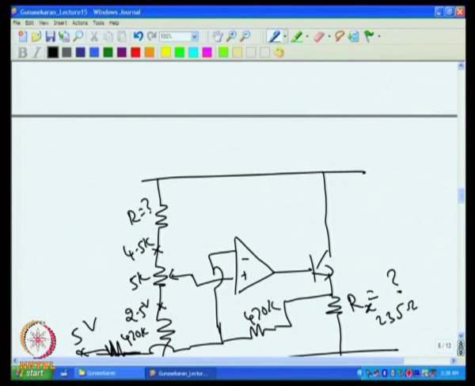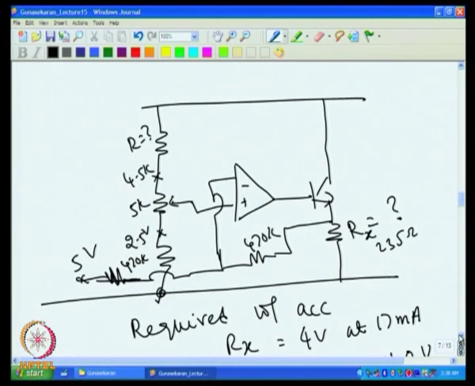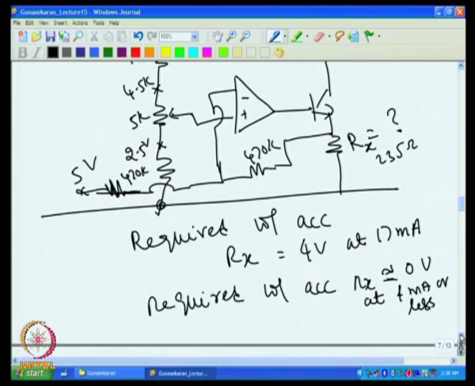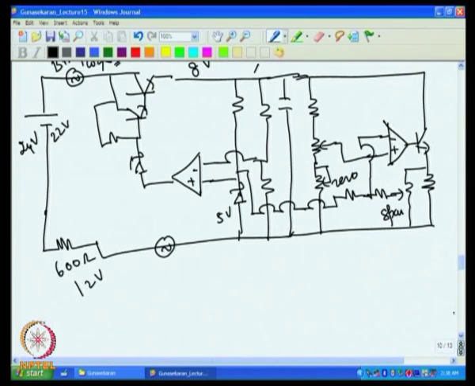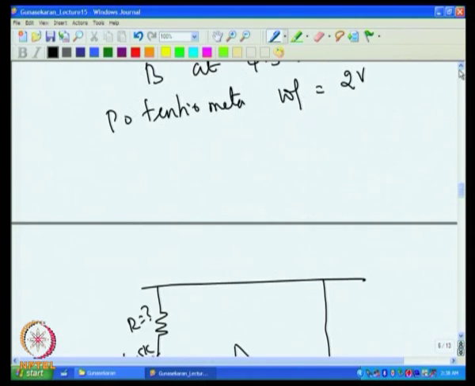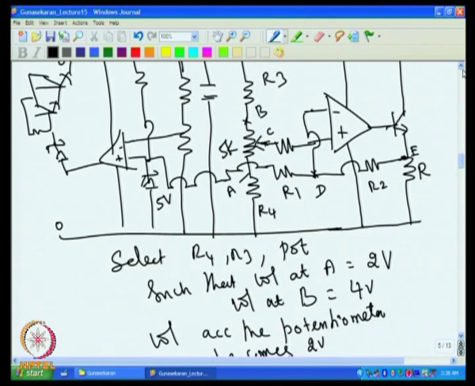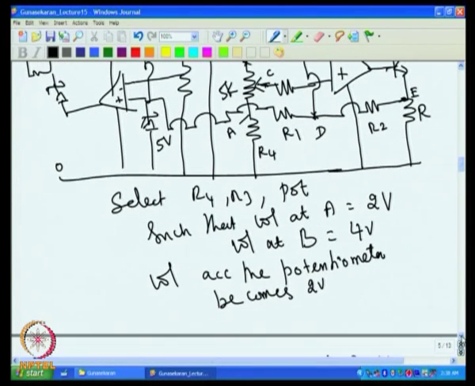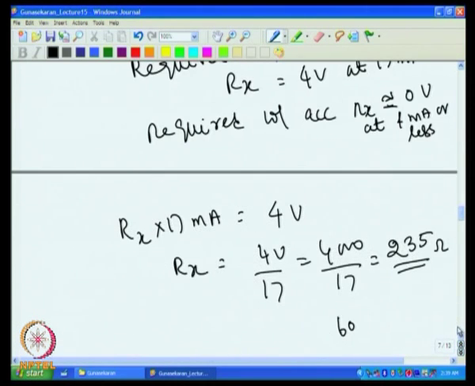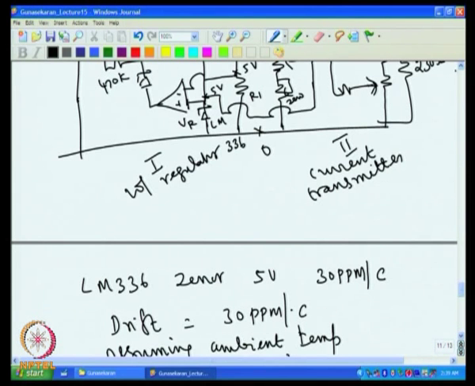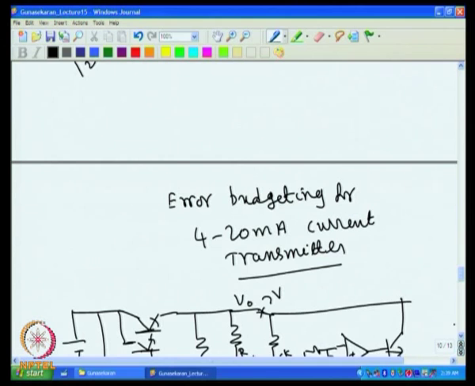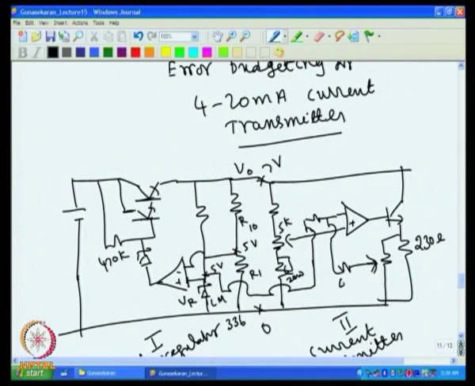We have taken 5K. I will calculate the values. This is 235 ohms. Actually, we have not calculated those values. Let me check whether I calculated or not. Okay, we will write down the values first. So, this was taken as 470K.